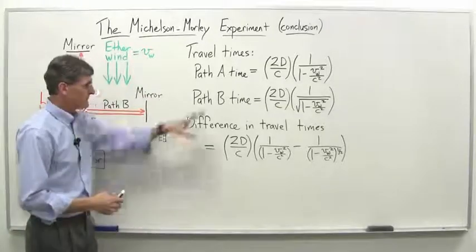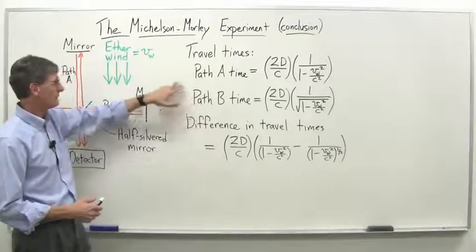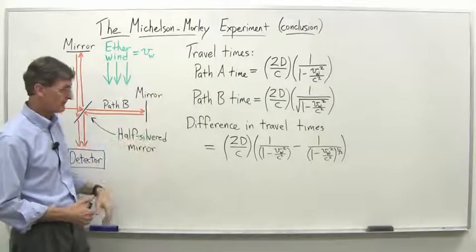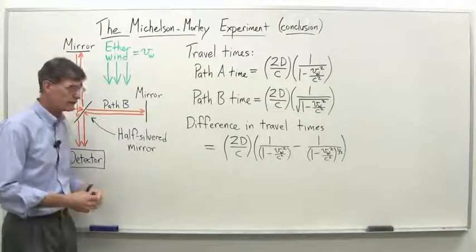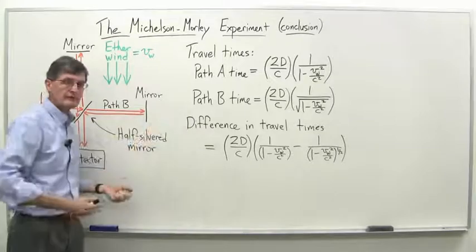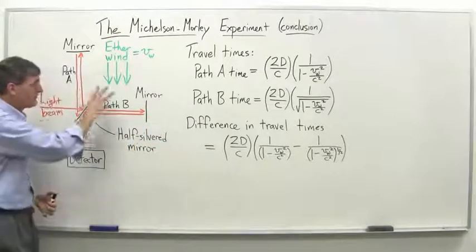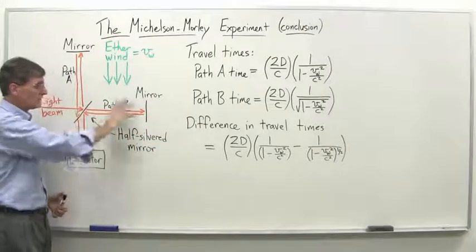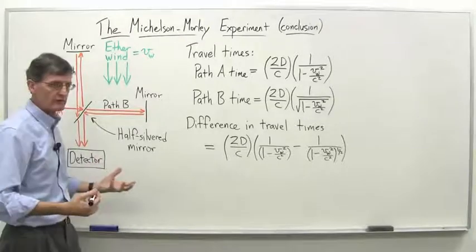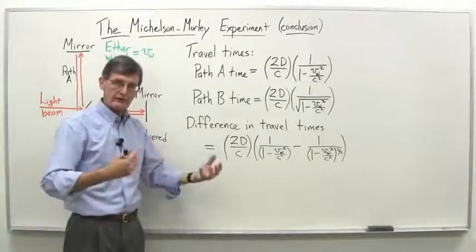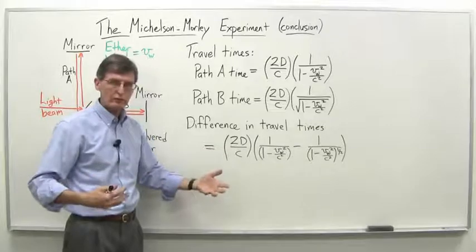So, path A time, path B time, the tailwind, headwind, and the crosswind time. What we'd like to do is figure out the difference in travel times. What's the effect of the ether wind on the light? And again, this goes back to some of our qualitative analysis of just how waves work.